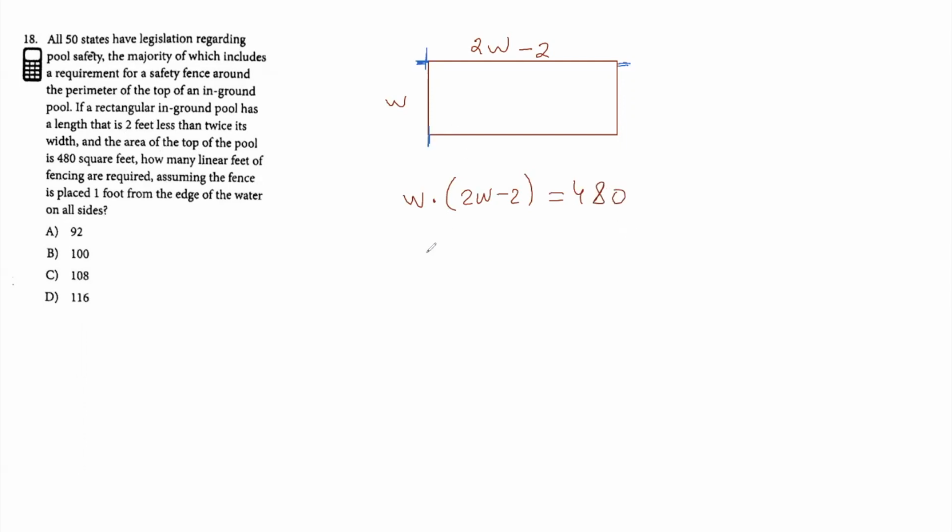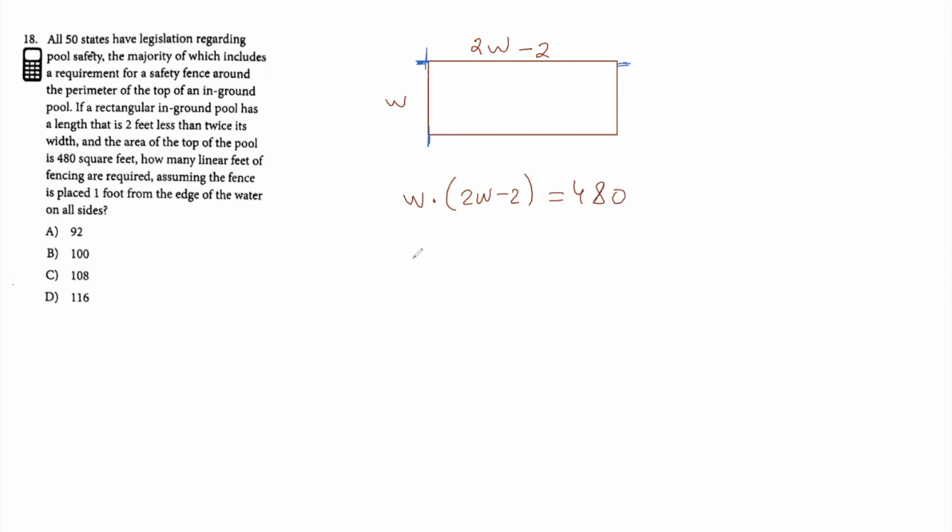In question 18, what they ask for: 50 states have legislation regarding pool safety, the majority of which includes the requirement for this part is not necessary. If a rectangular in-ground pool has a length that is 2 feet less than twice its width. Okay, let's say the width is W, the length is 2 feet less than twice its width. And they add that if the area is 480, the area is the product of them, is equal to 480. So let's calculate this.